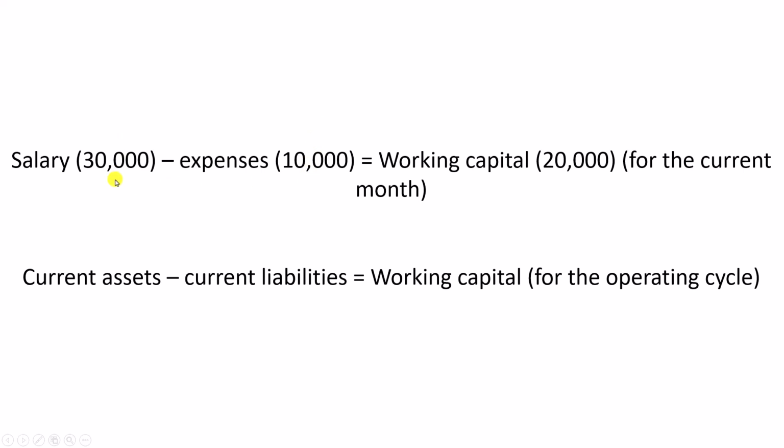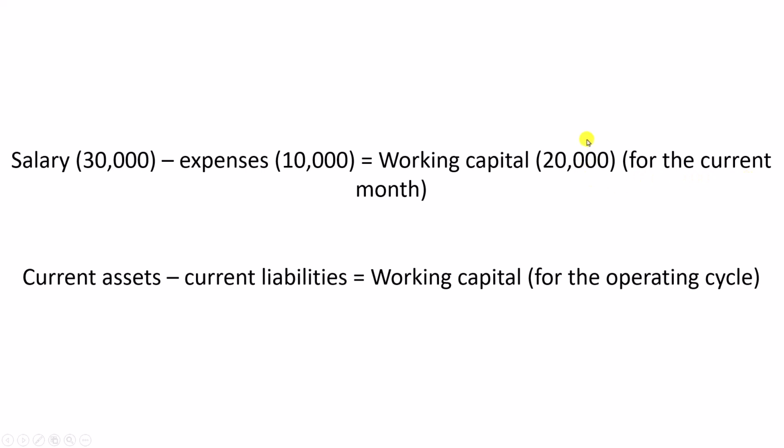My salary is 30,000 and my expense is 10,000 rupees. Let us say I have paid everything. The remaining 30,000 minus 10,000, 20,000 rupees, is called working capital. And with this 20,000 rupees, I have to manage the current month. Meaning, if I get salary on the first of the month, I have to manage it till the end of that particular month. So that would be my operating cycle.